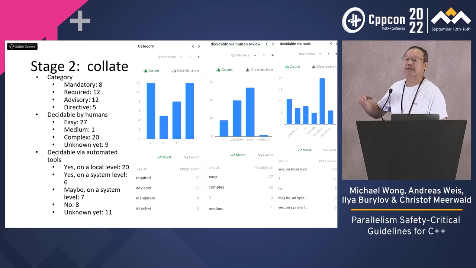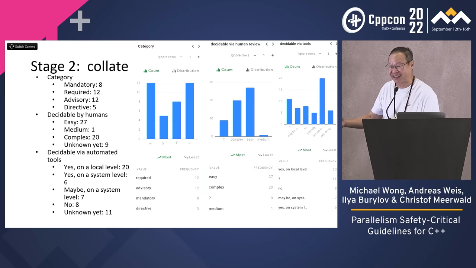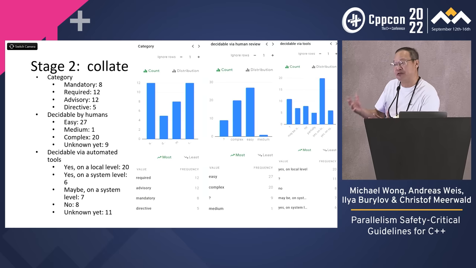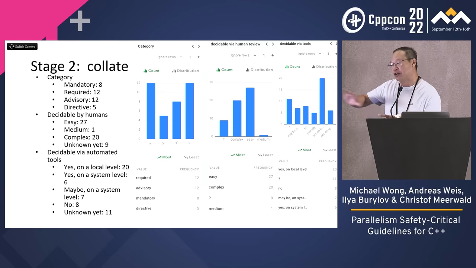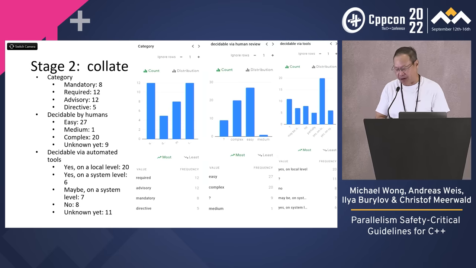Required means that you can give an explanation as to why you're going to deviate from the rule, and maybe your supervisor will accept it, okay? But those escape clauses are few and far between. Advisory is even looser, where a lot of things can allow you to escape it, okay? Out of these, we found that we had about 8 mandatory rules by MISRA standards, 12 required, 12 advisory, 5 directive, and then various distributions as to whether the rules were decided by humans versus automated tooling.